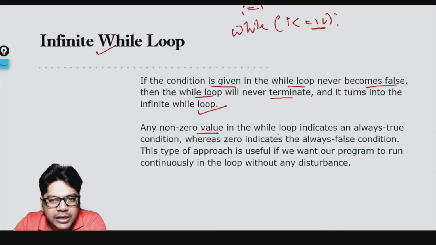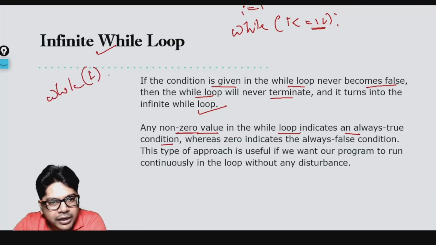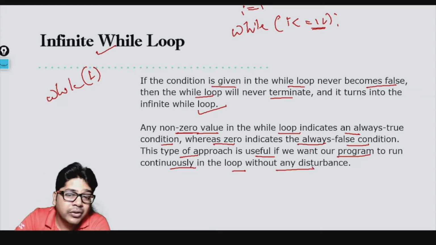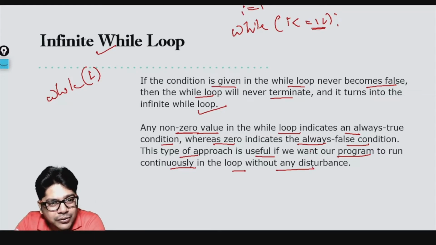Any non-zero value in the while loop indicates an always true condition. Non-zero value means you write while 1, right? It becomes an infinite while loop, where 0 indicates the always false condition. If you write while 0, it will always be false. This type of approach is useful if you want your program to run continuously in the loop without any disturbance. If you want to repeat it again and again, then in those cases it is fine, but if you do not want to, then you should not do it, otherwise you will be in trouble.